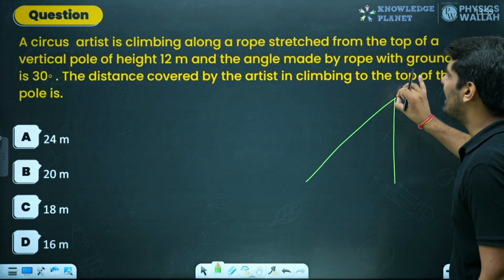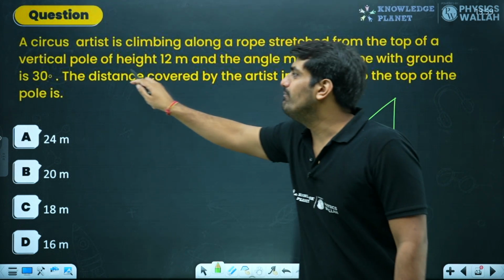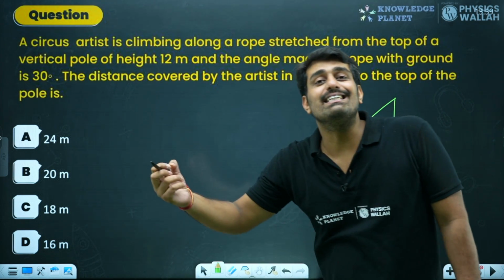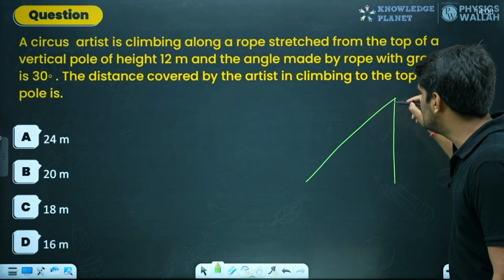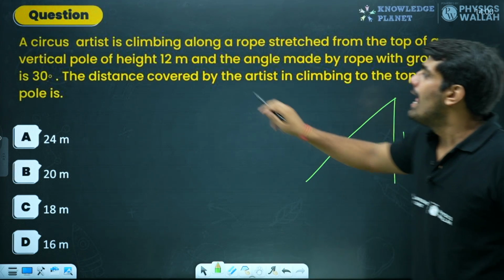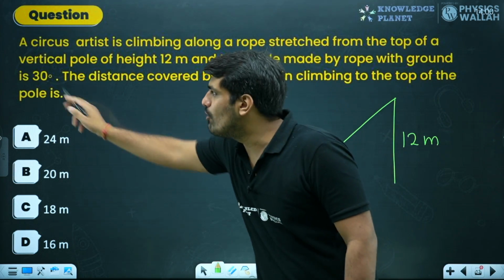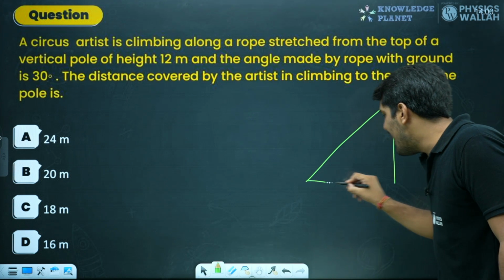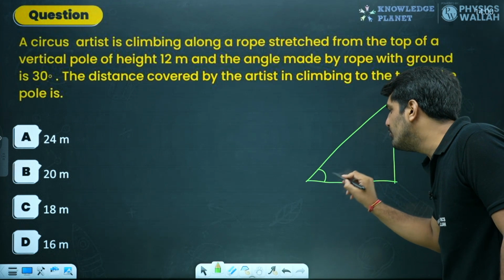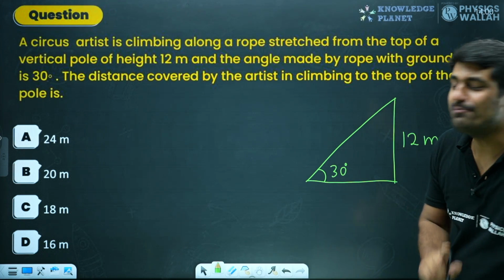From here, he is climbing on the top of a vertical pole of height 12 meter. Vertical pole height is given to me as 12 meters, so this distance over here is given to me as 12 meter. And the angle made by the rope with the ground is 30 degree. So this is the rope and this is our ground. This angle is given to me as 30 degree. Fair enough. Reading the question is very, very important.